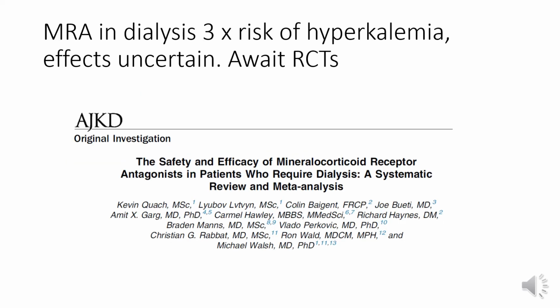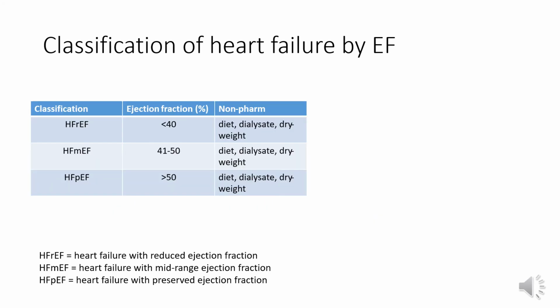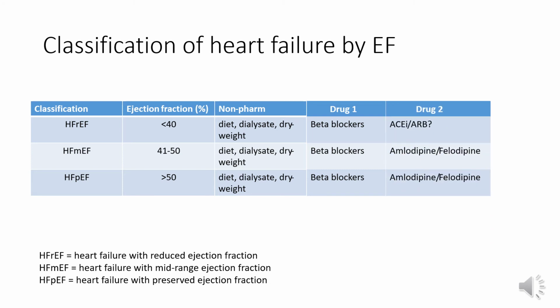It is problematic. This is a meta-analysis that shows that the risk of hyperkalemia is elevated threefold, and the effect is uncertain. Now, the first-line drug that we use are beta blockers in all three groups. The second-line drug is recommended by some to be an ACE inhibitor or ARB in patients with reduced ejection fraction, but that's opinion. We prefer to use amlodipine or felodipine in most of the other patients.